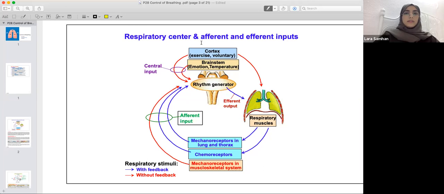Another easy way to remember it: afferent starts with A, so A comes before E. So first we have the afferent, and then we have the efferent. Now we understood the meaning of the words, so that inshallah, once we build more and more information in regard to this lecture, since we know the basic information, inshallah the rest will be easier.